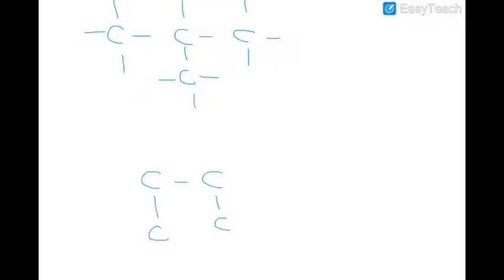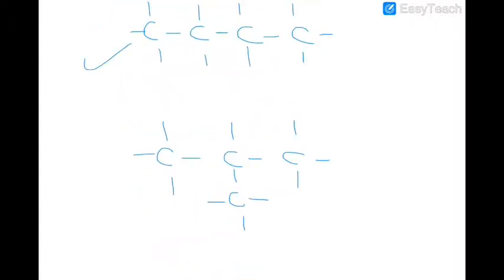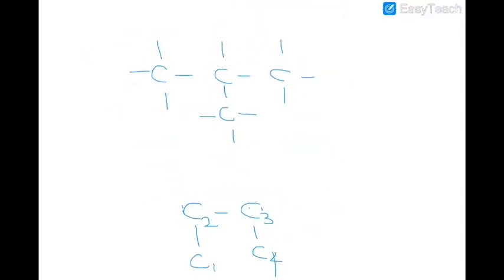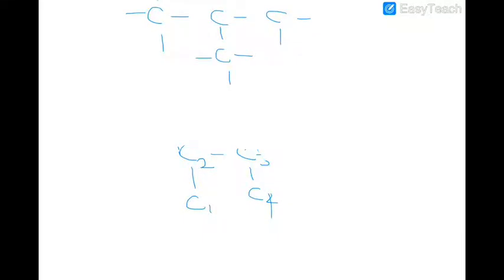But if I draw something like this, it is the same as this one. They are the same because you see the carbons are linked in the same way. First carbon is linked to second carbon, linked to third carbon, which is linked to the fourth carbon. So which is the same. First to second, second to third, third to fourth. So it's the same. So this is not an isomer.